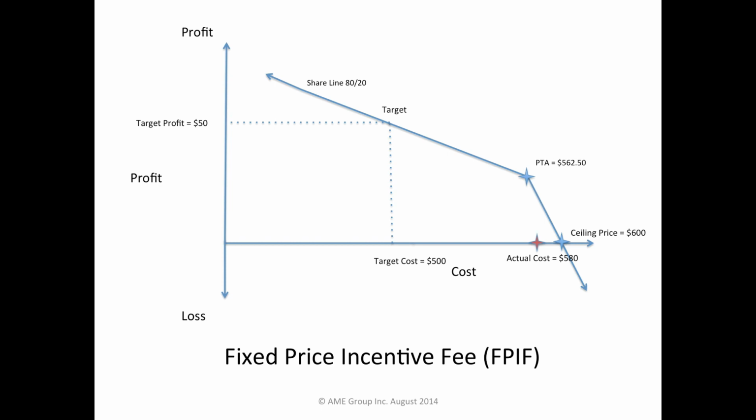PTA stands for point of total assumption. It's the point where the seller assumes total responsibility for any further increases in cost. You can see here the actual cost of $580 is bigger than the PTA, yet smaller than the ceiling price.